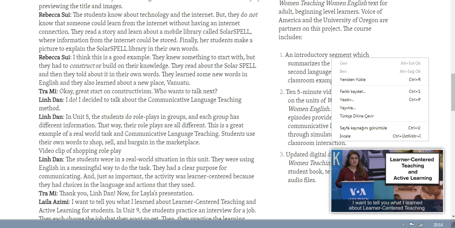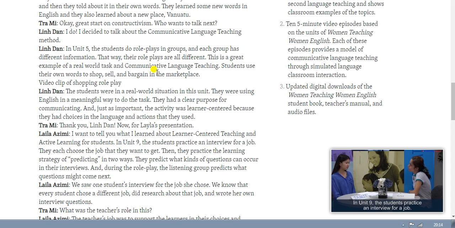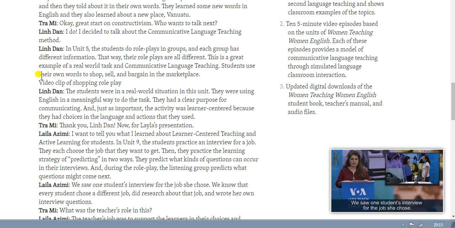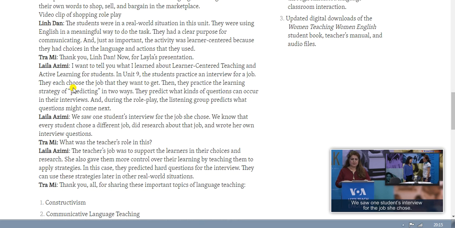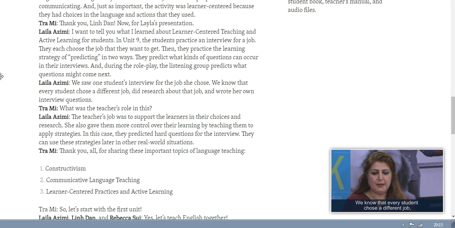I want to tell you what I learned about learner-centered teaching and active learning for students. In Unit 9, the students practice an interview for a job. They each choose the job that they want to get. We saw one student's interview for the job she chose. We know that every student chose a different job, did research about that job, and wrote her own interview questions.